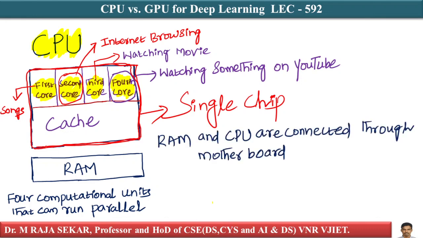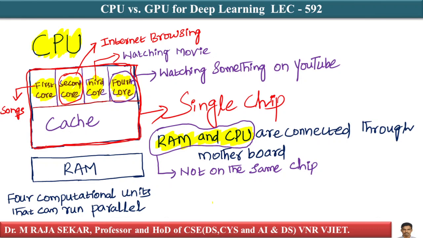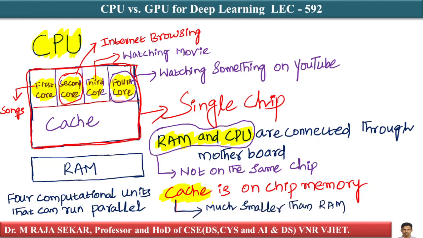The RAM and CPU are connected through the motherboard. Your RAM and CPU are not on the same chip. Your RAM is outside the chip. Cache is like on-chip memory. Therefore, cache can be treated as on-chip memory, and the size of cache is typically much smaller than RAM.